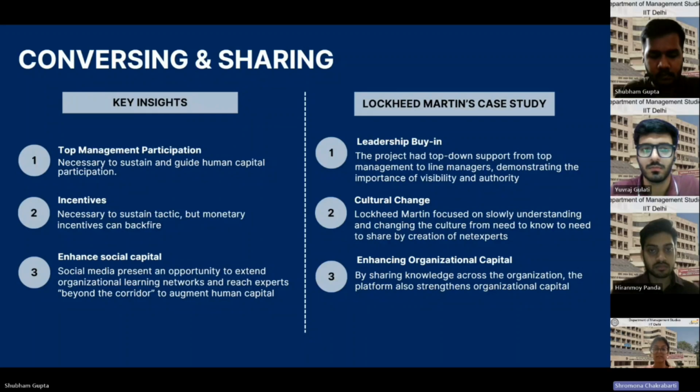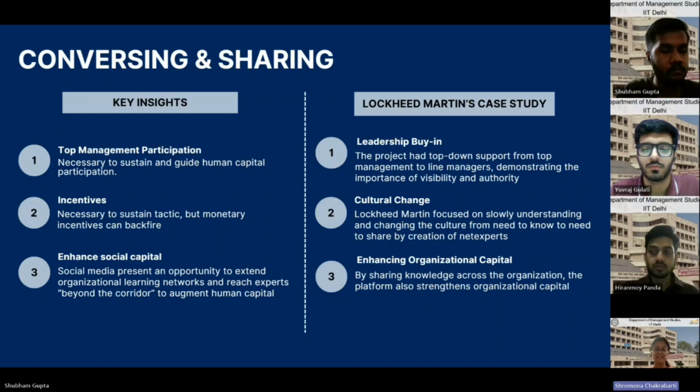So the key insights here are again, firstly, top management participation, which is very necessary in order to drive the organizational culture of conversing and sharing knowledge among each other, be it one directional or multidirectional. Second, incentives. Incentives are extremely necessary to sustain tactics, but rather than monetary incentives, other tactics can be used, such as fostering organizational and social relationships at the workplace.